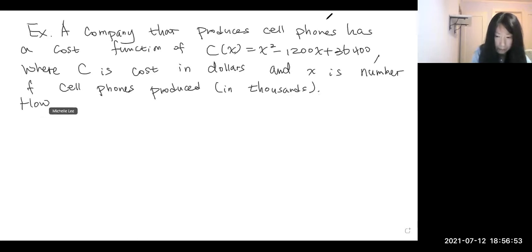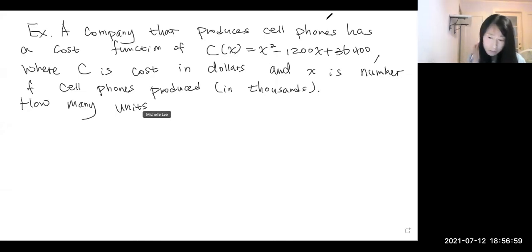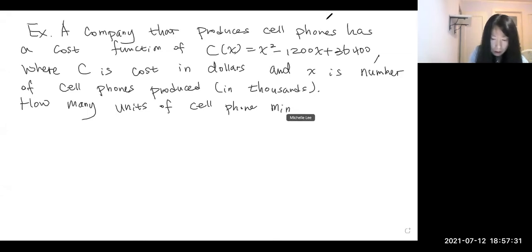How many units? Come up here, fix, please. Of cell phones. Oh, yeah, here, I got it. Because I'm writing so fast and then they cannot catch that. How many units of cell phones minimize this cost function?